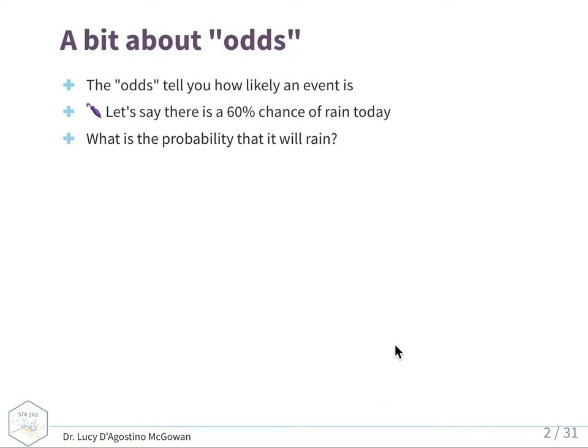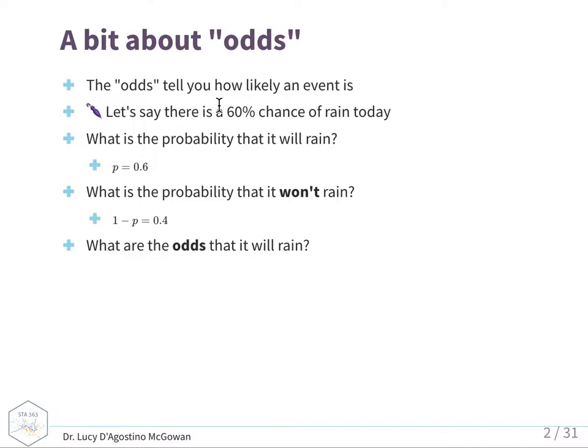So, for example, if we said there was a 60% chance of rain today, what's the probability that it will rain? The probability is going to be 0.6, corresponding exactly to that 60%. And what's the probability that it won't rain? It's just going to be 1 minus that, and so 0.4.